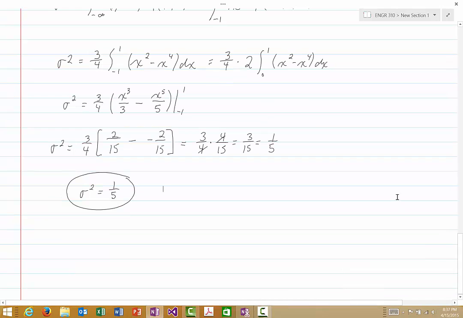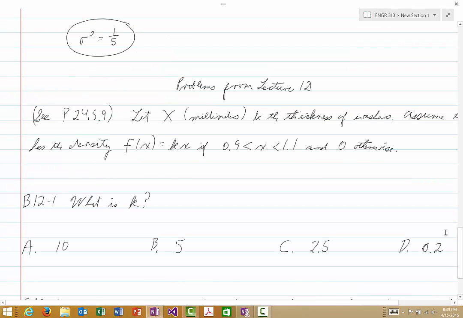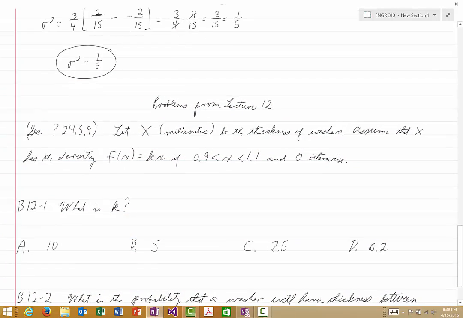Actually, before proceeding to the problems for this lecture, I would like to talk about the problems from lecture 12. Okay, so here are the problems from lecture 12, and what I'm about to say is relevant to these problems and is also relevant to the quiz for lecture 12. So pay attention, because what I'm about to say could be useful. It could help you to save some time on some problems.